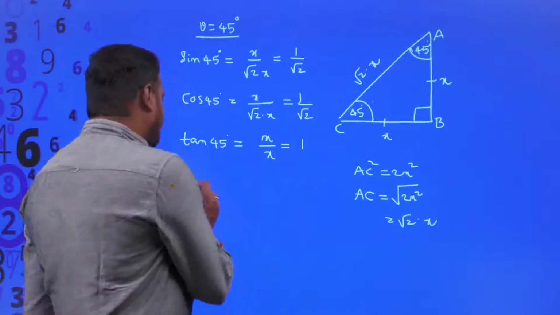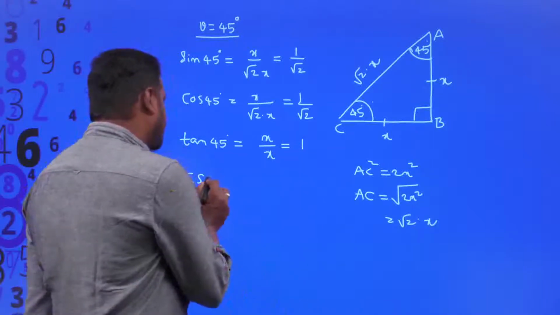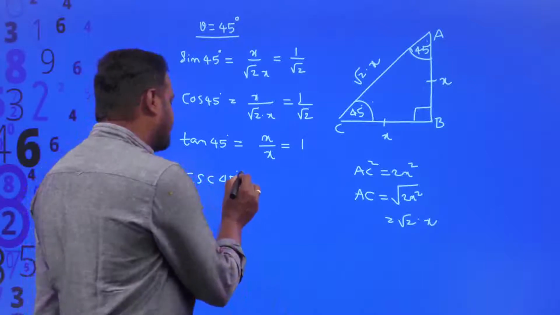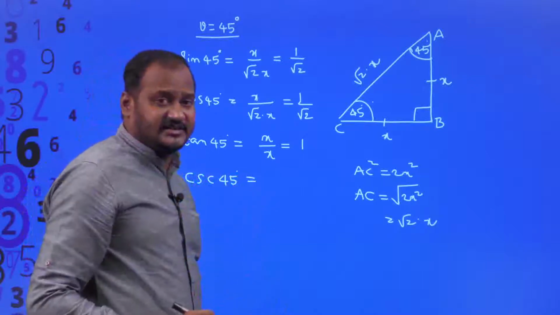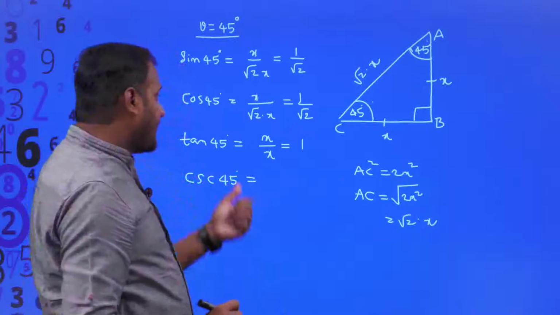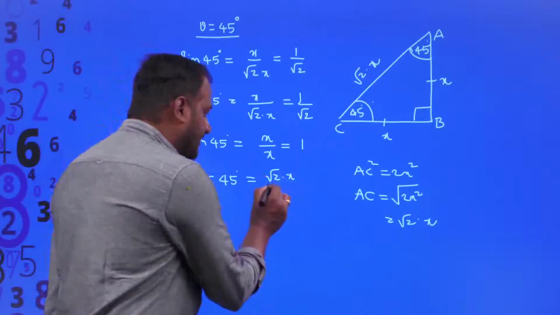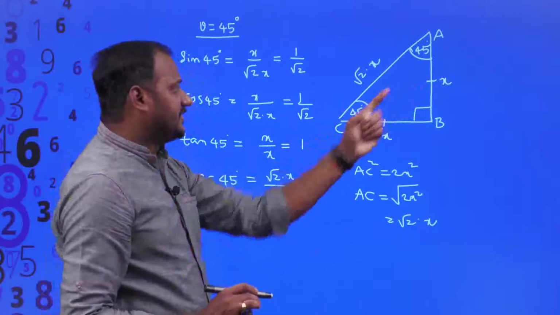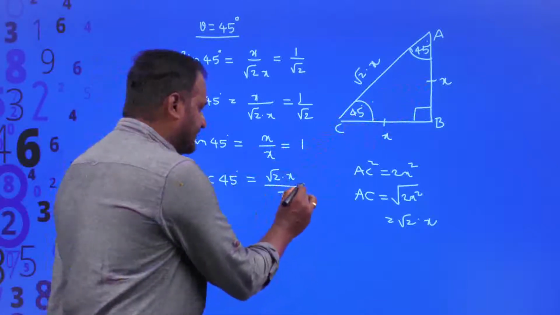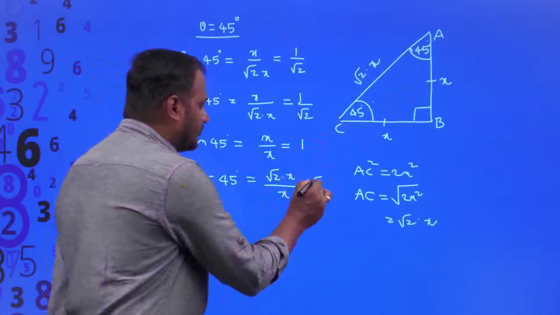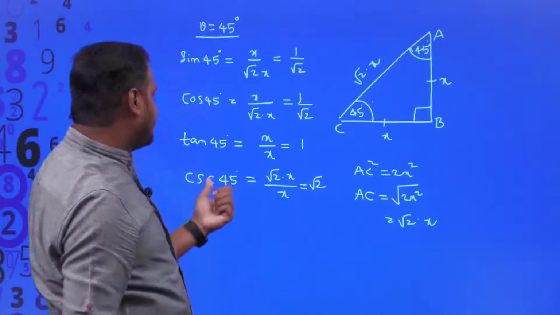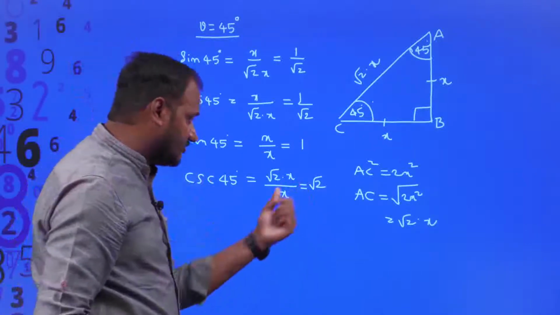And coming to the next trigonometric ratio, that is cosecant 45 degrees. What is the definition of cosecant theta? Hypotenuse, root 2x, divided by the side opposite to 45, that is x. Again x and x cancel, you get root 2. So the value of cosecant 45 degrees is equal to root 2.